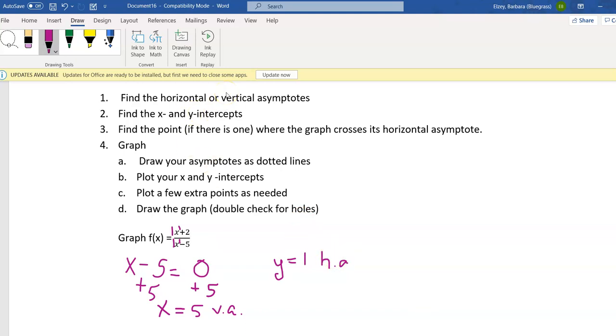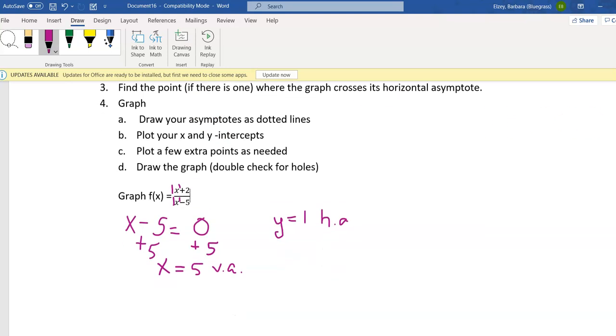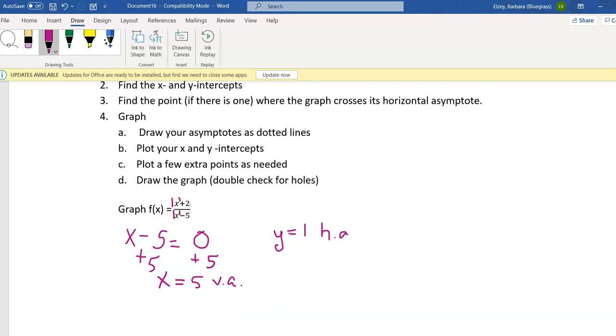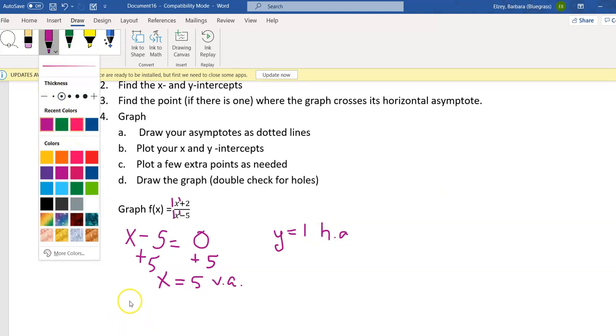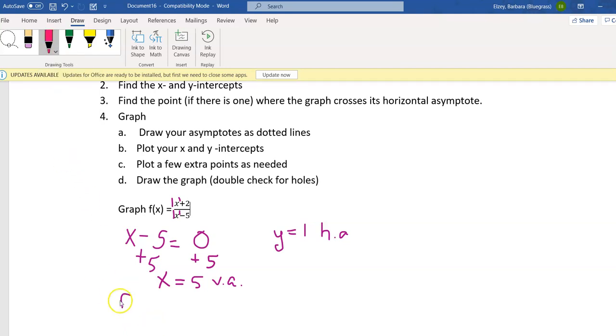Let's go to step 2, finding the x and the y-intercepts. Let's remember, to find an x-intercept, we always put, well, let's start with the y-intercept because it's easier. To find a y-intercept, we always put 0 in for x. So let's find our y-intercept by putting a 0 in for x. So I'll have 0 plus 2 over 0 minus 5. And that gives us negative 2/5.